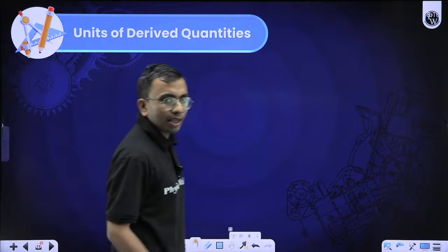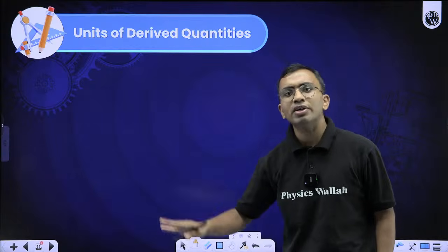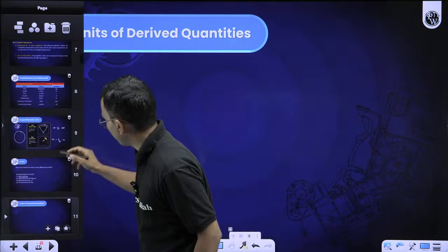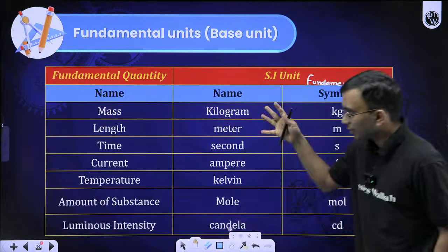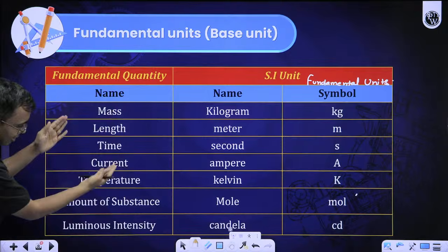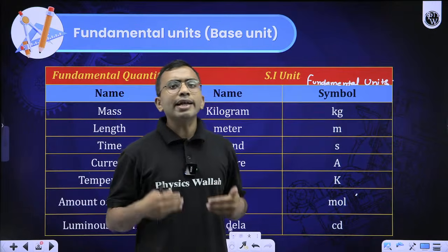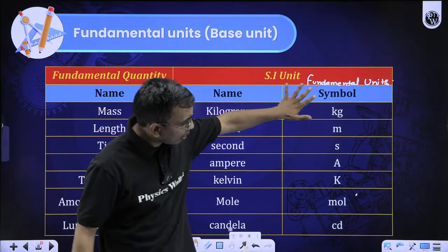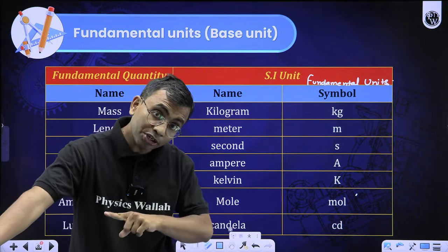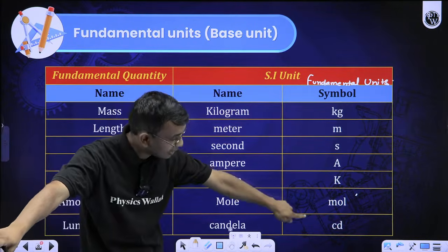Now let us try to write. We know till now the units of our 7 fundamental quantities. We discussed mass, length, time. These are our 7 fundamental quantities: mass, length, time, current, temperature, amount of substance, luminous intensity. Now we are saying that any derived quantity will depend upon these 7 fundamental quantities, so the unit of any derived quantity should be expressed in terms of these 7 fundamental quantities.